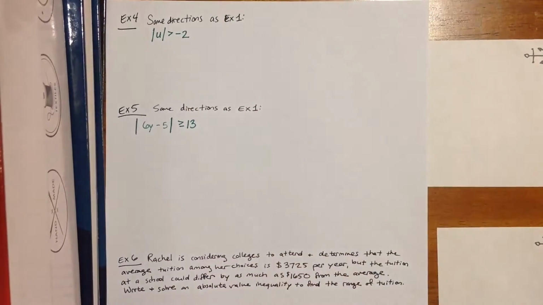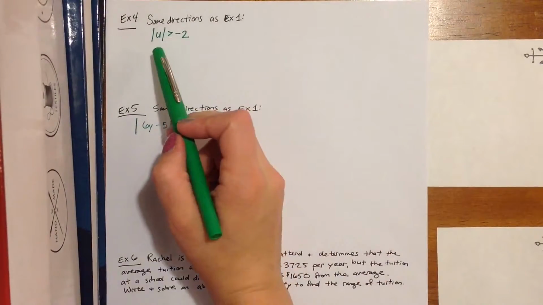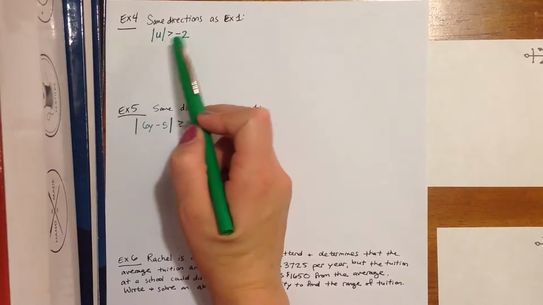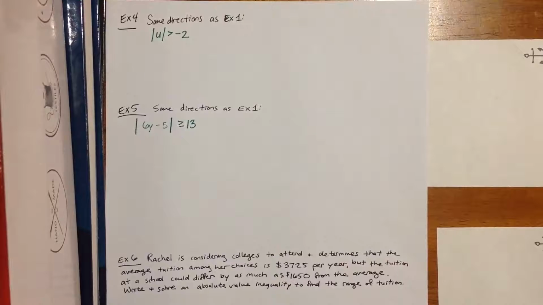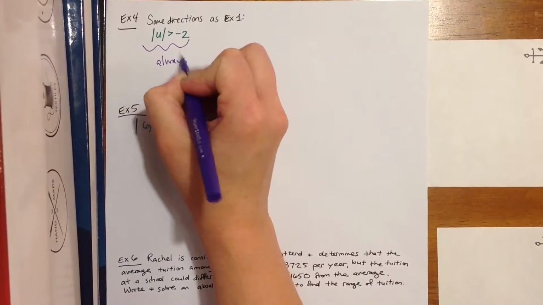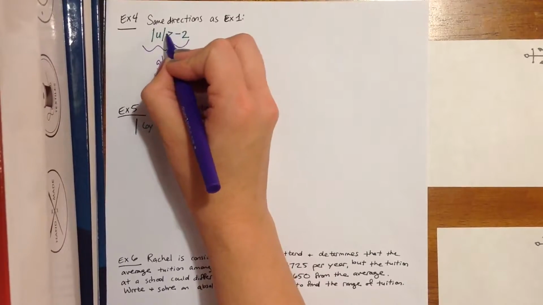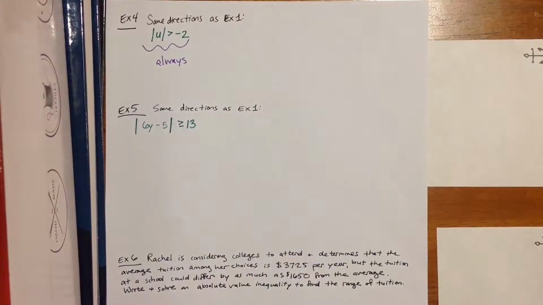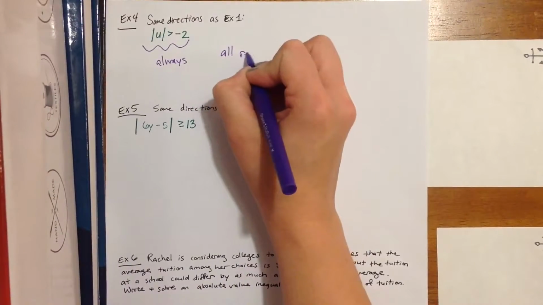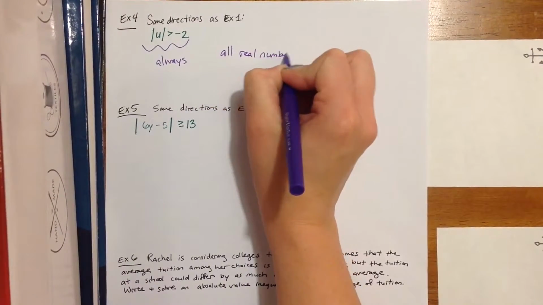This one is actually here because it is a trick question. Think about this. Don't get lost in the algebra, just think about this. The absolute value of u is greater than -2. Well, what do you know about absolute value? It's always positive. So this right here is always true. Any number you put in there, absolute value will be greater than -2 because it's always positive. Therefore, your solution is all real numbers.